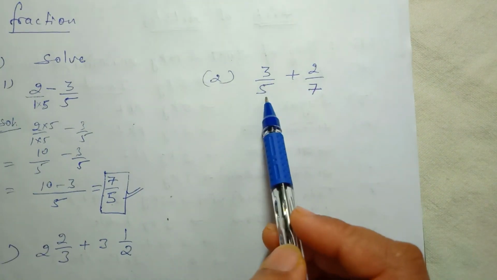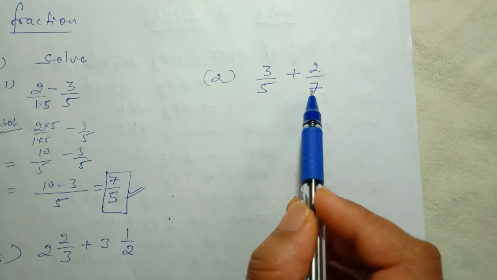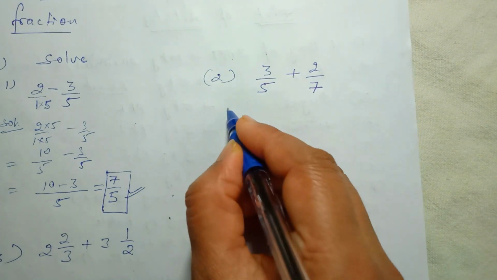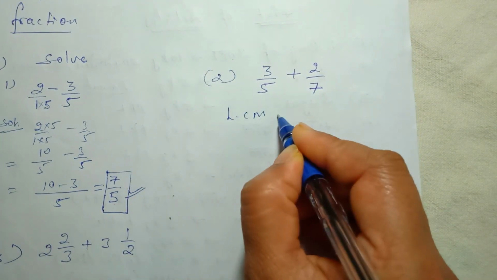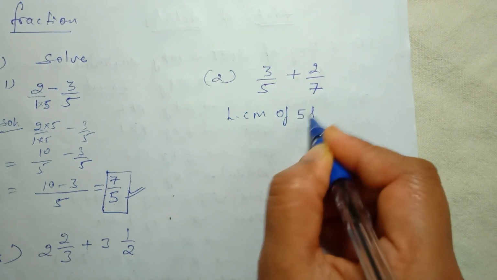We have 3 upon 5 plus 2 upon 7. Here both the denominators are there, but both of them are different. So how are we going to solve it? First of all, we have to make their denominators equal by taking the LCM. LCM of 5 and 7.